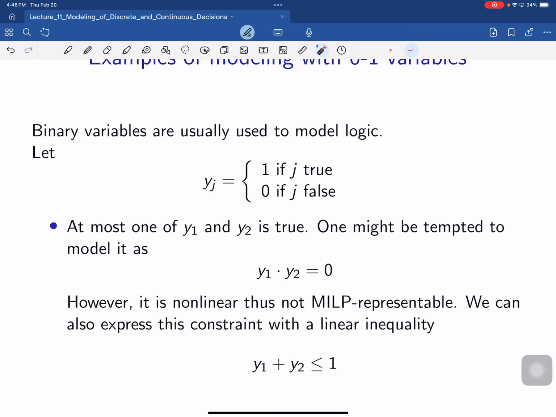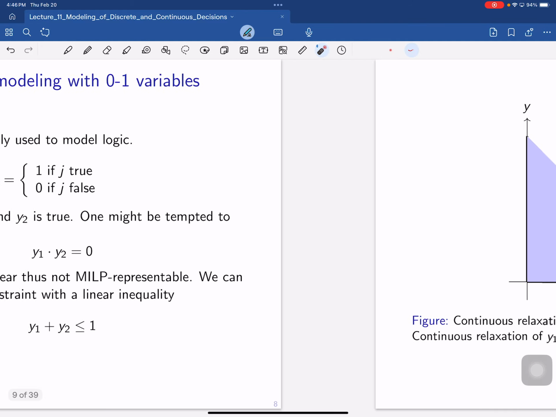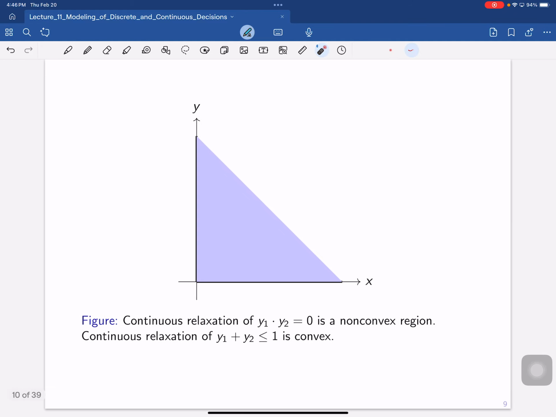So how do we linearize y1 times y2 equals 0? A very simple linearization is y1 plus y2 less than or equal to 1. Because they cannot both equal 1. If they both equal 1, then the sum will equal 2. So therefore, you have y1 plus y2 less than or equal to 1. They are equivalent. And will both be 0 in this case?